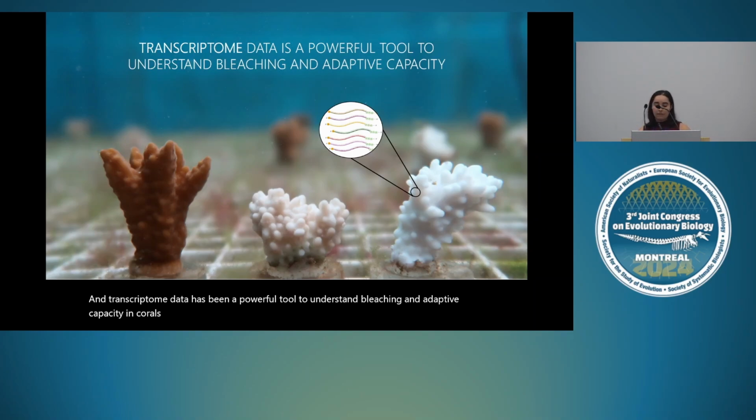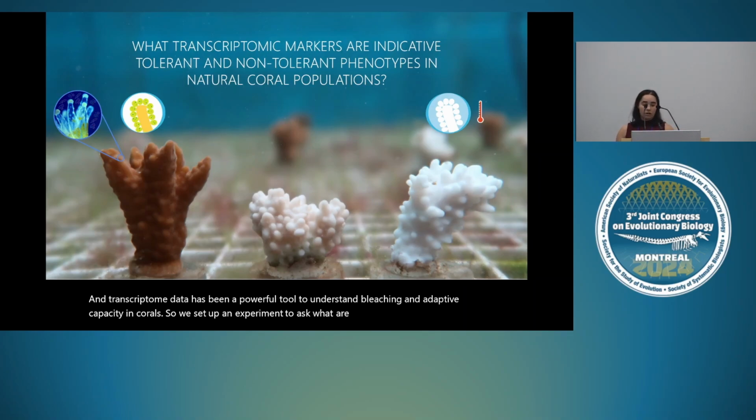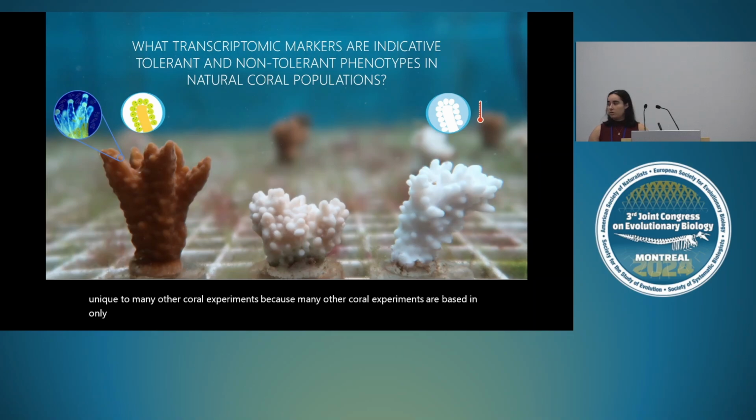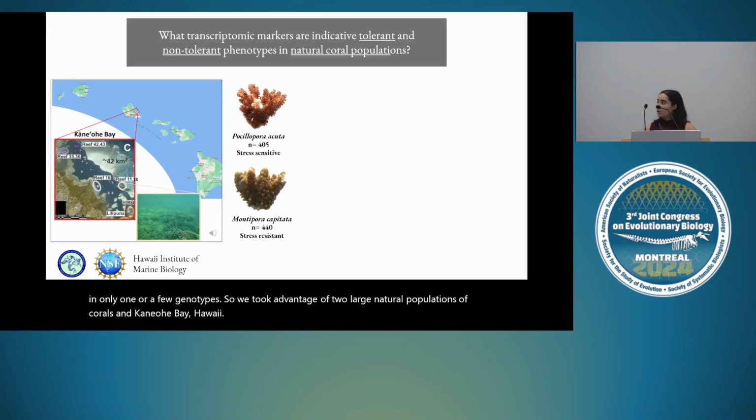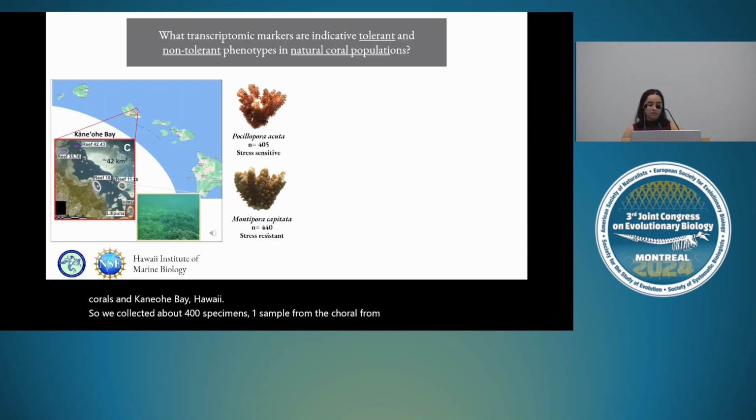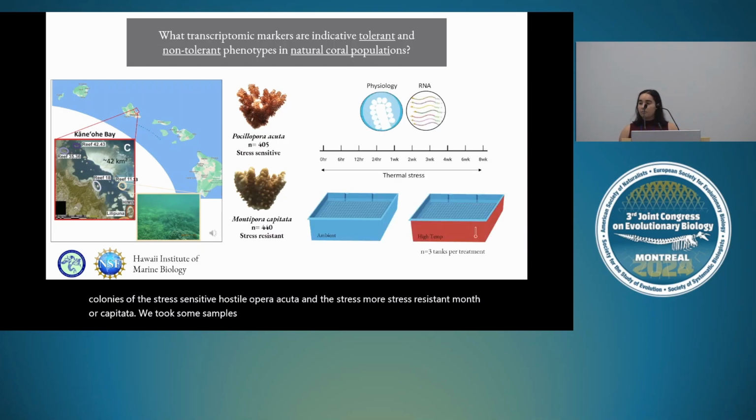So we set up an experiment to ask, what are the transcriptomic markers that are indicative of tolerant and non-tolerant phenotypes in a natural coral population? And this is unique to many other coral experiments because many other coral experiments are based in only one or a few genotypes. So we took advantage of two large natural populations of corals in Kaneohe Bay, Hawaii. So we collected about 400 specimens, one sample from each coral, from about 400 coral colonies of the stress-sensitive Pocillopora acuta and the more stress-resistant Montipora capitata. We took some samples for physiology and some samples for gene expression, and we exposed them to 8 weeks of temperature stress.